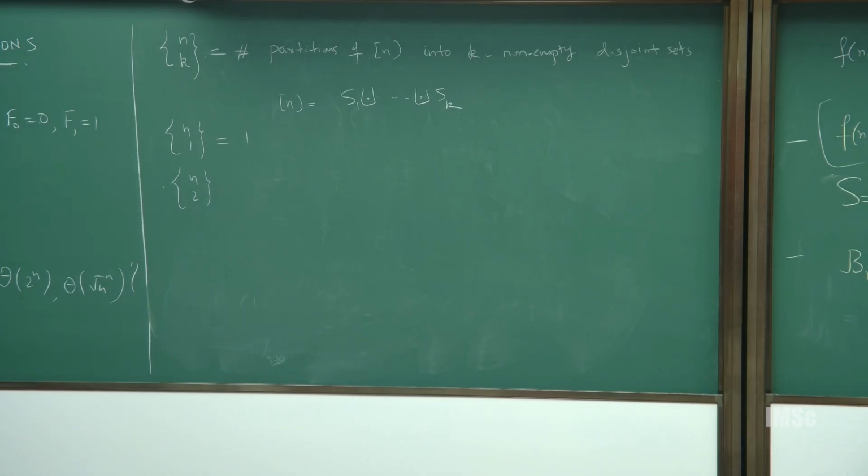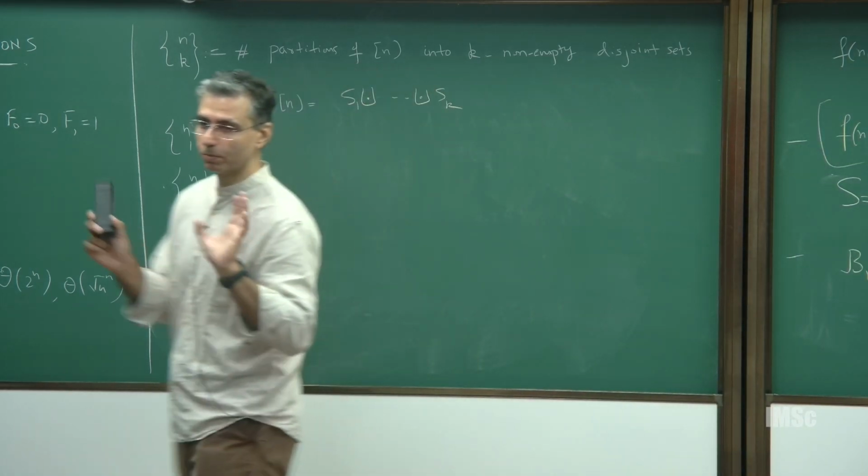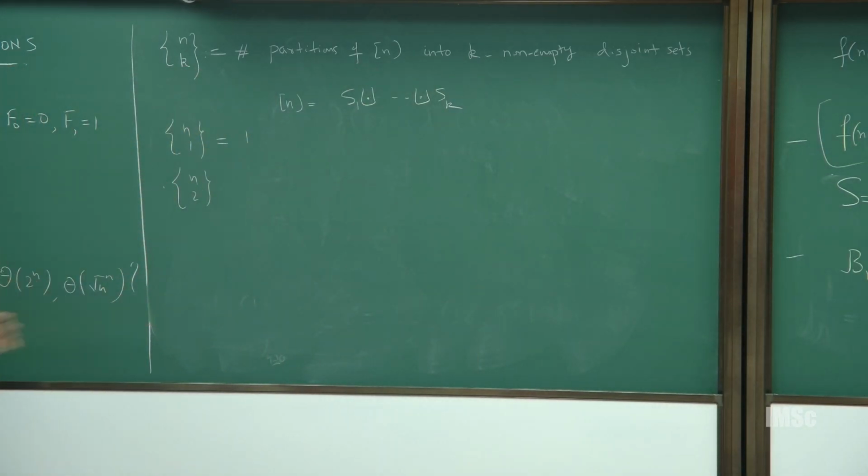So you understand, right? n curly 2 is the number of ways to partition a set of size n into two buckets which are not empty. You have n numbers and you want to put them into two non-empty buckets. Every number has to go into some bucket. In how many ways can we do that?